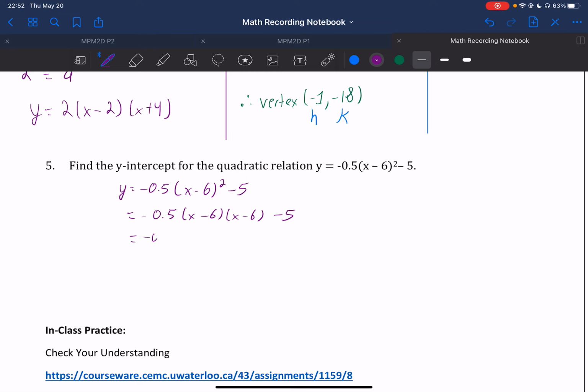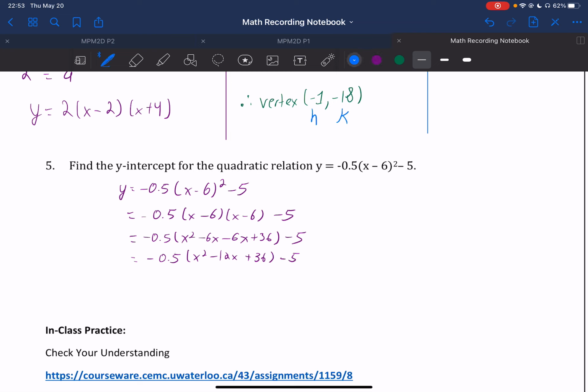So what we have here is -0.5 and bracket. We do the first, x times x, that gives us x squared. x times -6 gives us -6x. The inside -6 times x gives us -6x. -6 times -6 gives us positive 36. And bracket minus 5. Collect the terms in the bracket. So we get x squared minus 12x plus 36 minus 5.